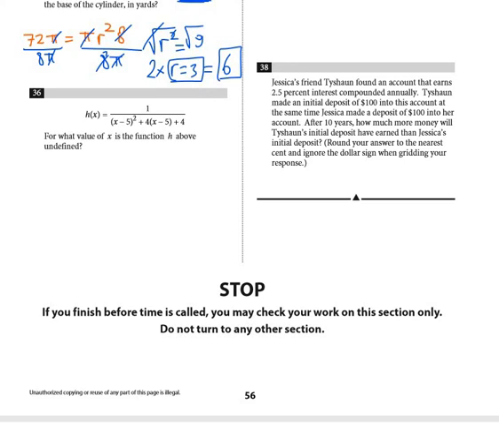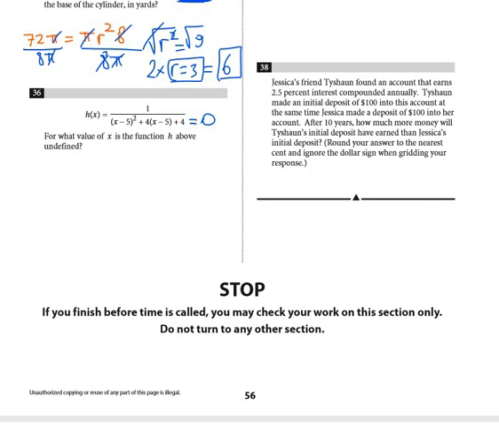Question number 36. For what value of x is the function h above undefined? Whenever the denominator is equal to 0, then the function is undefined. So we're going to set the denominator equal to 0 and solve for x. Okay, so we have x minus 5, the quantity squared.